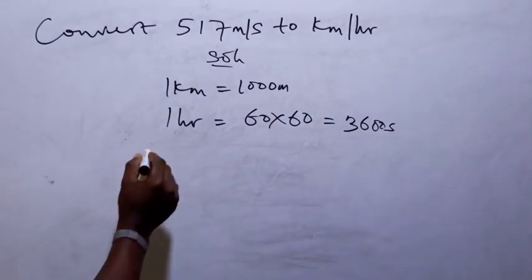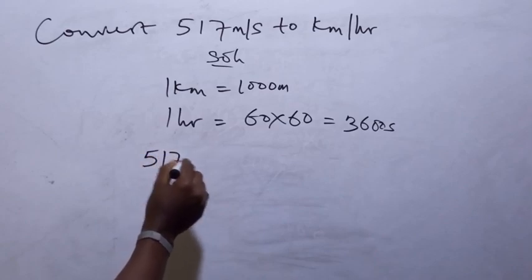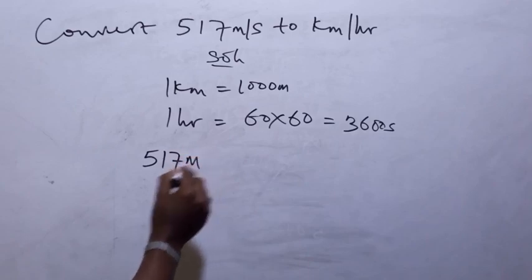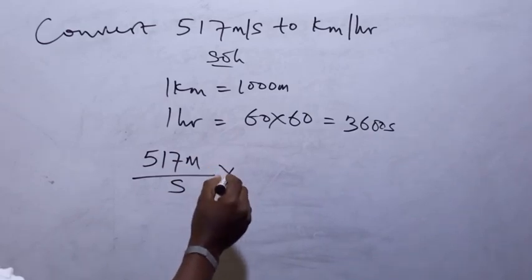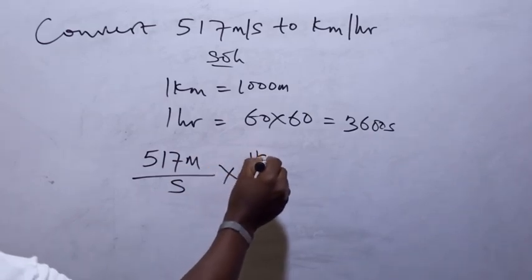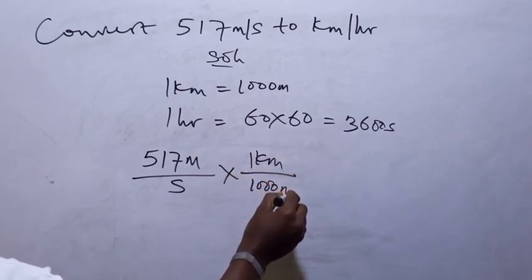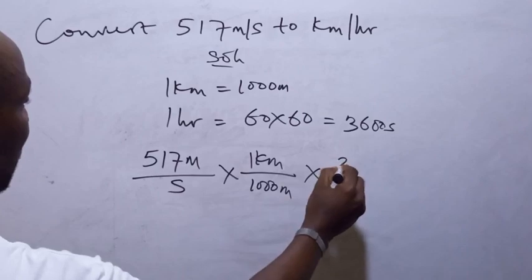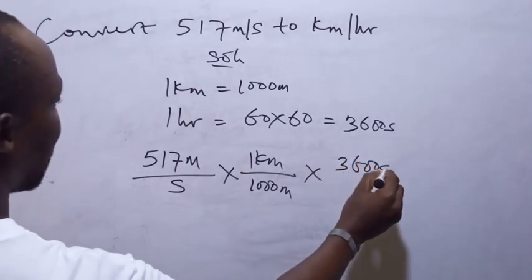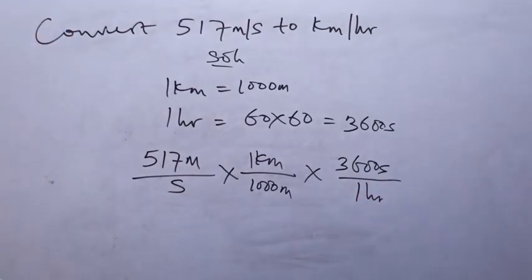Now it's simple. If you have watched other ones, it's quite different from the other one. 517 meter divided by second, multiply by 1 kilometer, which is equal to 1000 meters. See how this one goes? Multiply by 3600 seconds is equal to 1 hour. This is really very interesting.